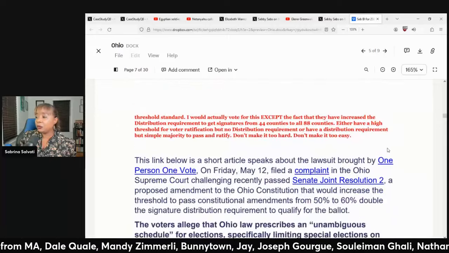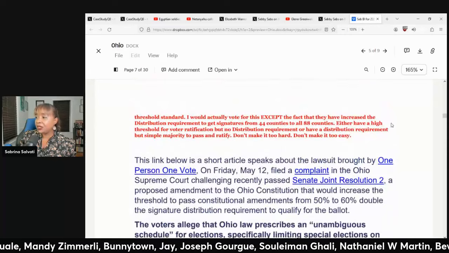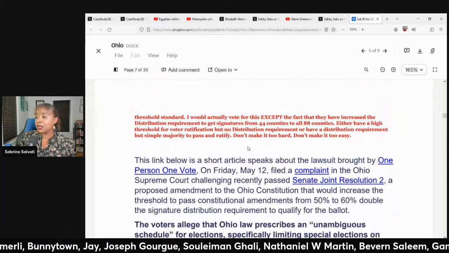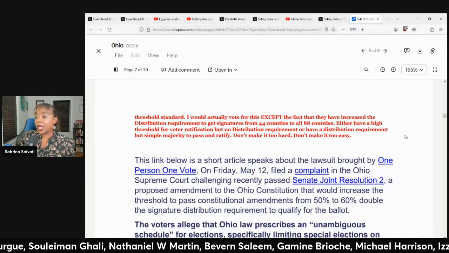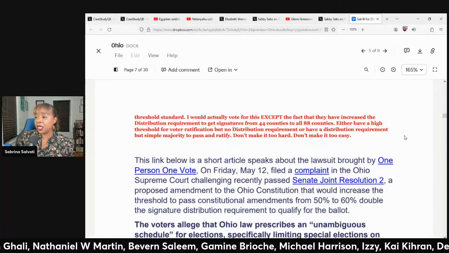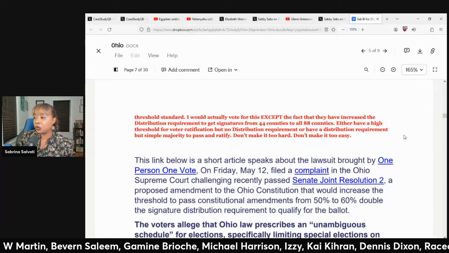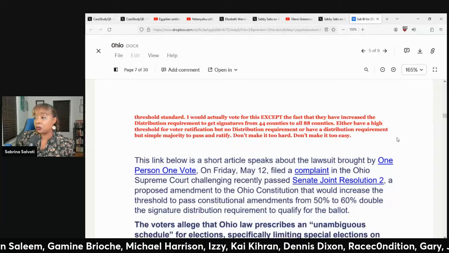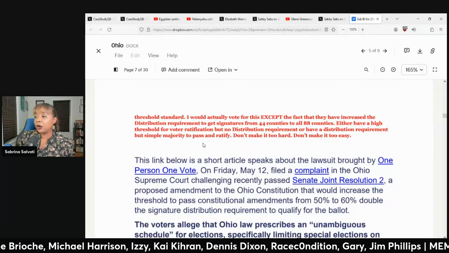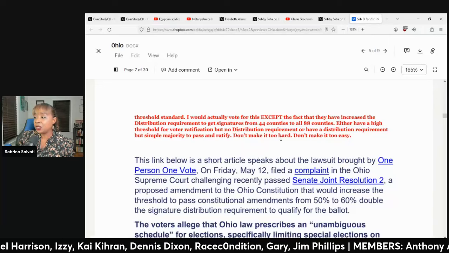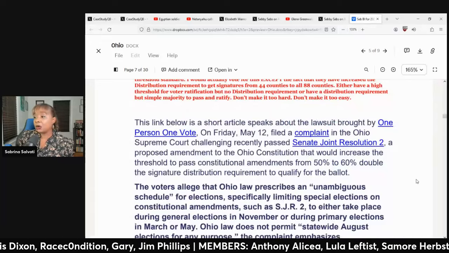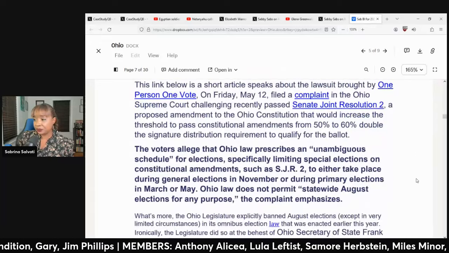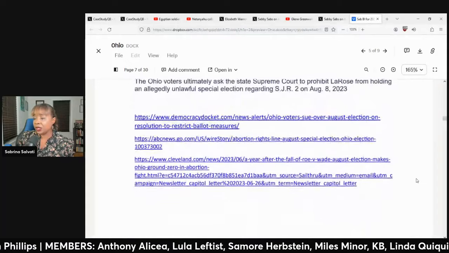I would actually vote for this, except the fact that they have increased the distribution requirement to get signatures from 44 counties to all 88 counties. Either have a high threshold for voter ratification, but no distribution requirement, or have a distribution requirement, but simple majority to pass and ratify. Don't make it too hard. Don't make it too easy. I wouldn't approve the 60% at all, because they can also try to take that to another level as well.